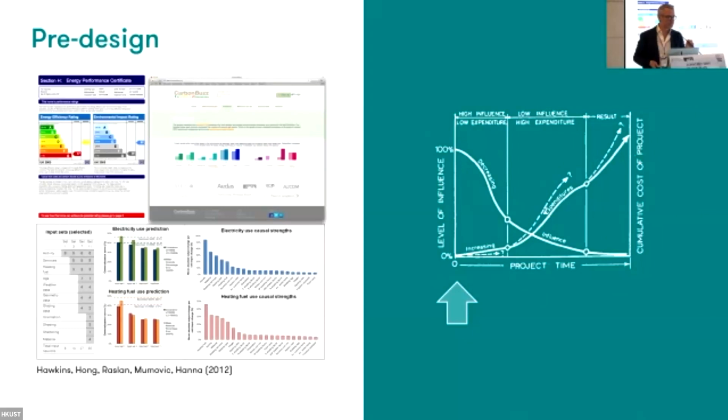In pre-design, this is some work going back over a decade now. David Hawkins and colleagues were looking at energy performance. So using a fairly simple neural network and data on various design variables, building orientation, amount of glazing, cladding type, and so on, to predict the energy performance of the final building. And they could outperform the standard energy benchmarks of the time by 25 to 40%, it seems.